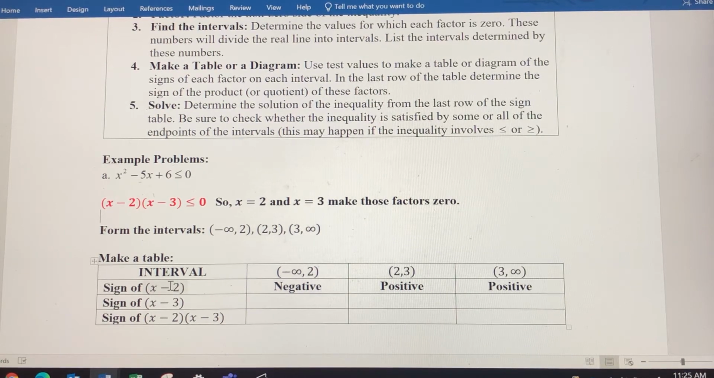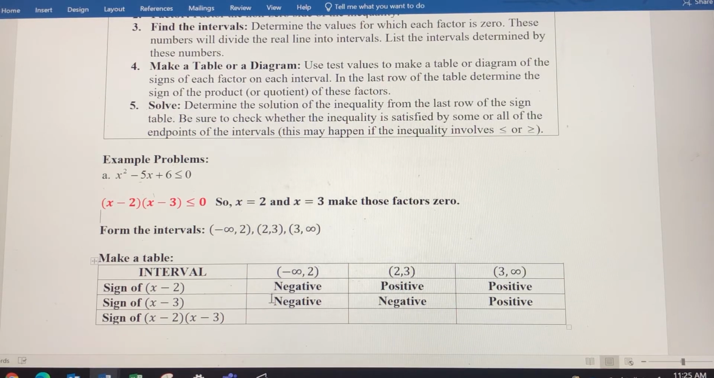Now let's plug in a value from this interval for x minus 3. Let's use 0 again. 0 minus 3 is going to be negative. Let's plug in 2.5 again. 2.5 minus 3 is also going to be negative. And then let's plug in 10 again like we did here. 10 minus 3 is positive. So now, in this interval, this factor is negative. In this interval, this factor is negative. So again, values are irrelevant.